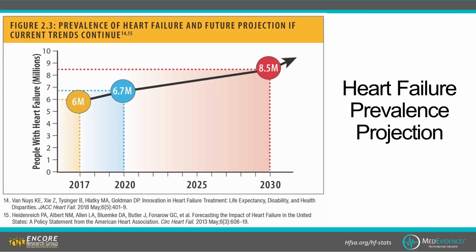This is just showing what the numbers look like. Back in 2017, the total prevalence of heart failure was about 6 million people, gradually creeping up. The projections are that by 2030, we'll have approximately 8.5 million people living with heart failure. And so it's a condition that's getting more and more prevalent every day. We do have a lot of treatments available, but it's a very difficult disease to treat, and that's why we're seeing this trend moving forward.